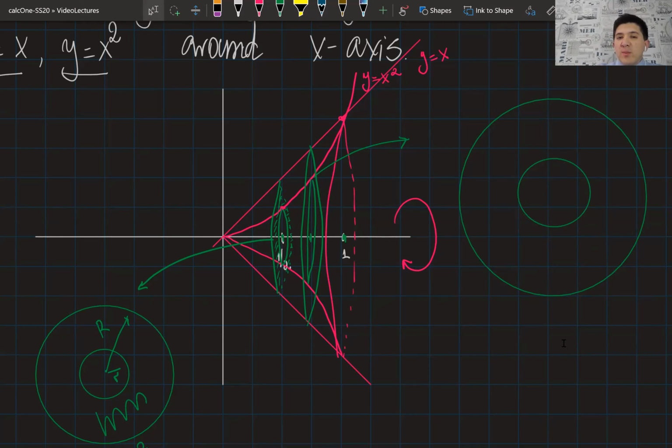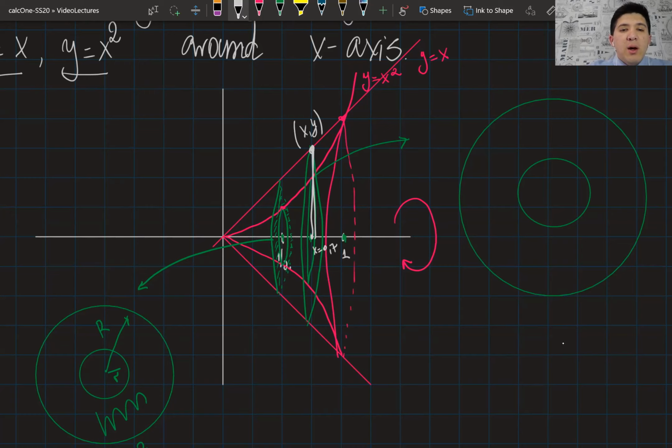So what is important is we have to know how to find the outer radius and how to find the inner radius depending on our position on the x. For example, if I choose this point, x is equal to 0.7, what is going to be the outer radius? So the big radius. This outer radius is actually the y coordinate of this point, right?